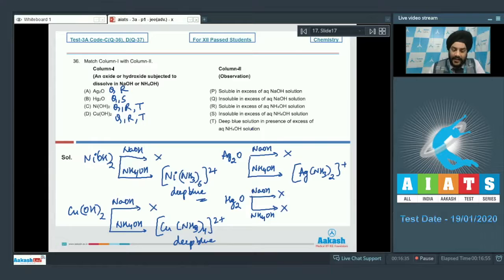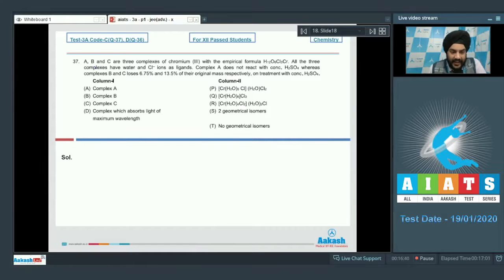Let us look at the next question now. Question number 37. A, B and C are three complexes of chromium 3 with the empirical formula H12O6Cl3Cr. All these three complexes have water and Cl- ions as ligands. Complex A does not react with concentrated H2SO4, whereas complexes B and C lose 6.75 and 13.5% of their original mass respectively on treatment with concentrated H2SO4.